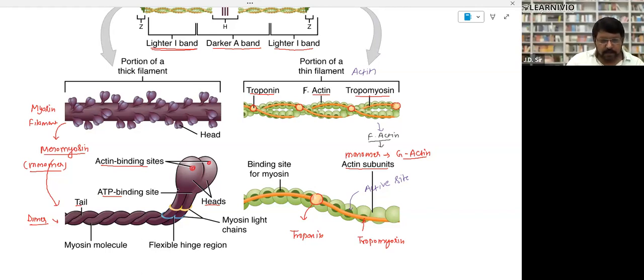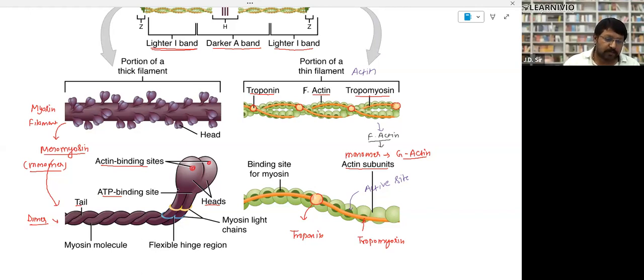Again, on this G actin there is a dark green structure, which is called the active site. And there is this yellow thread running parallel to F actin, which is called tropomyosin. And in between, there are certain structures called troponin. So that is the structure of actin.